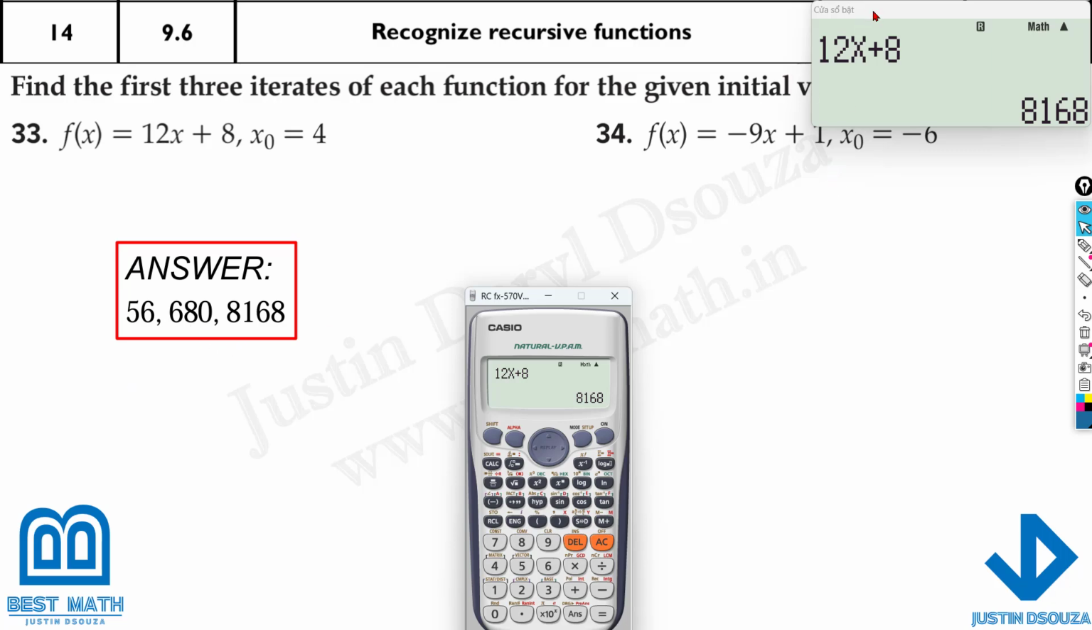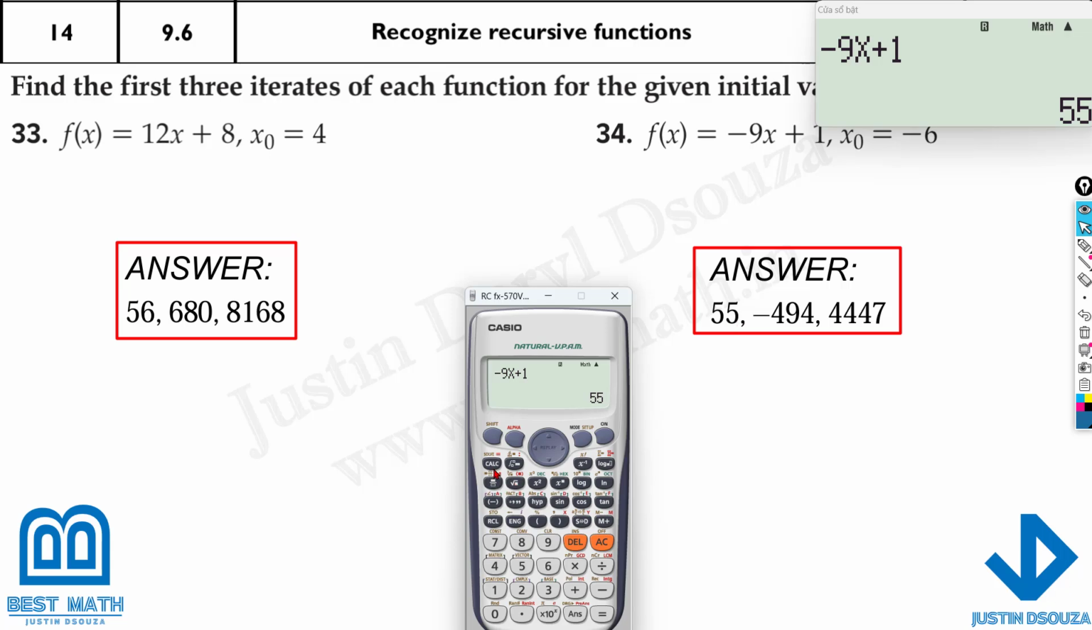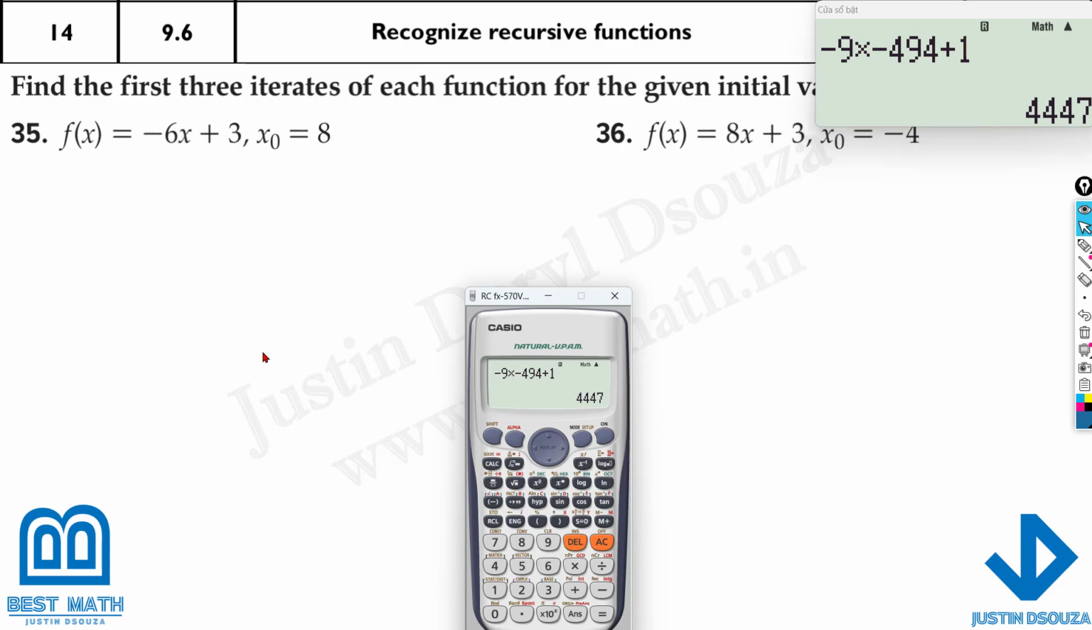So what do you do over here? Say, for example, here, you put this initial value. It's minus 6, isn't it? In this equation, it'll be, let me write it out, minus 9x plus 1. Calculated at minus 6, we got 55. That's the first answer. Now calculated at 55, that'll be the second iteration. Calculate minus 9 times minus 494 plus 1. You will get the answer. That's the last answer. But it's better to put in terms of variable and then calculate at different x values. So all these problems just like that, you can solve it very easily.